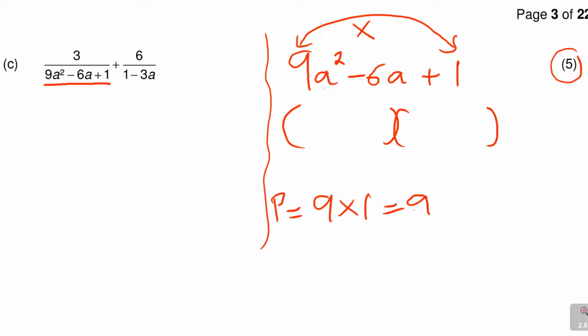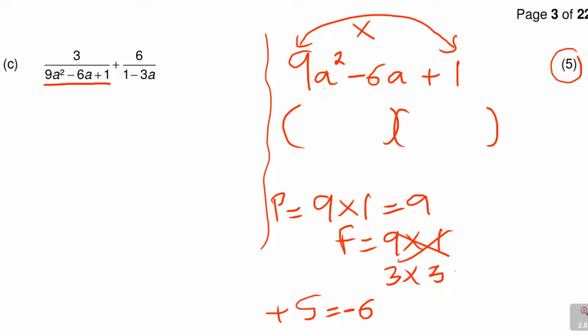Then I'm going to look for the factors of 9, the two numbers that I multiply to get 9. It's 9 times 1 and 3 times 3. Are you with me? But now, of those two numbers, I'm interested in the sum. Sum means plus. When I add them, I must get minus 6. The first two won't work, but this one will, so I'll write 3 here and 3 there. But it's a squared, so it's 3a, 3a.